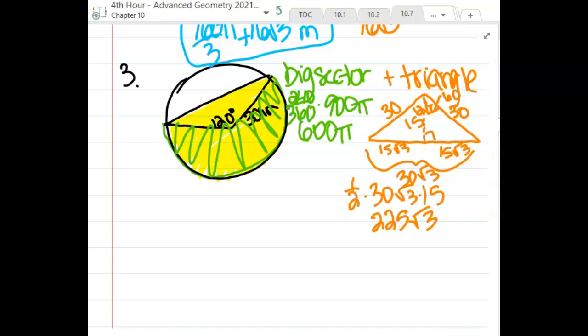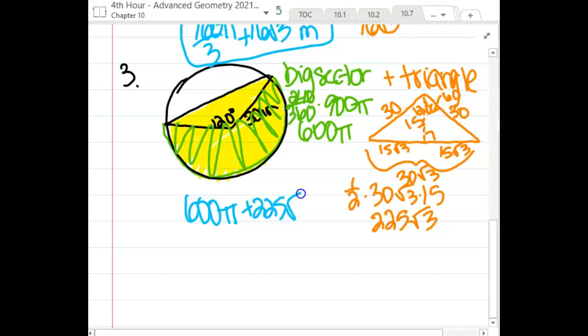Okay, we're going to go back to our game plan. We said we're going to take the area of the big sector, which is 600 pi, add the area of the triangle, which is 225 square roots of 3, and we're going to throw the inches squared on there at the end.